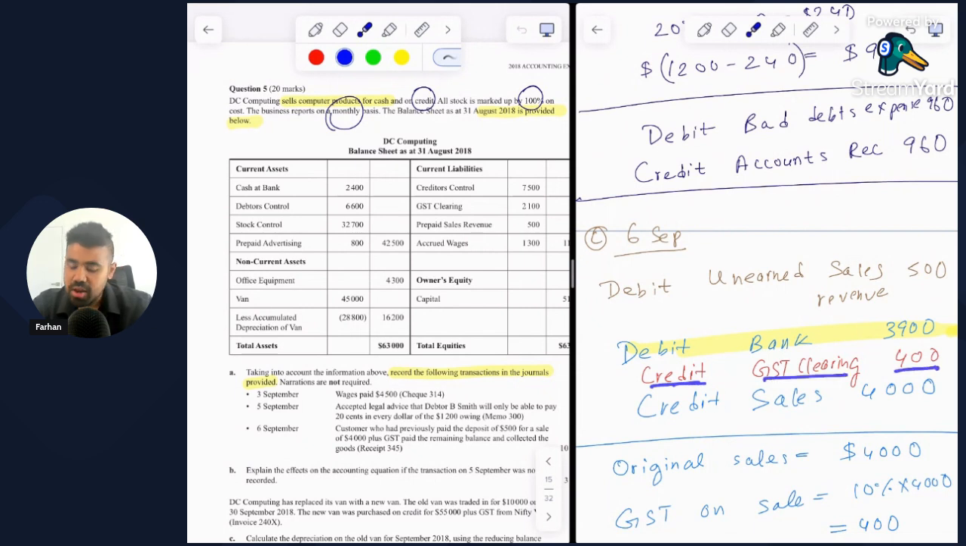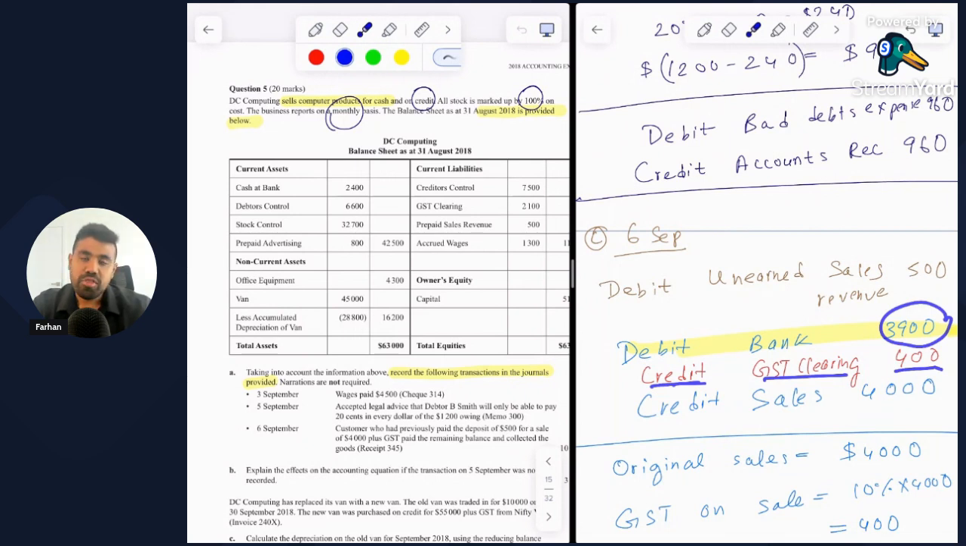So what's left at the end? At the end, we can understand that we are receiving some money again on the 6th of September, and that is $3,900. How did we find that? We know the total amount, including GST, would have been $4,400 altogether that we would have collected from this customer.